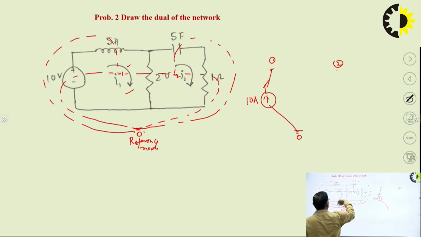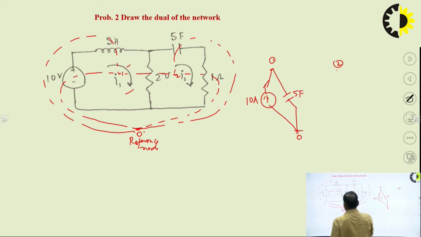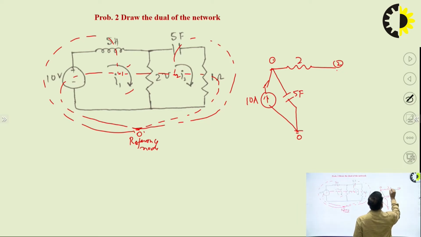Look here, from 1 to reference there is a 5 Henry. The dual of the inductor is a capacitor, so it is 5 farad. Now, between node 1 and 2 there is a 2 mho conductance. So, between 1 and 2 there will be a 2 ohm resistor. We take the same magnitude from the original network, only the unit will be of the dual network. Now, come to 2 and reference, we have the 5 farad.